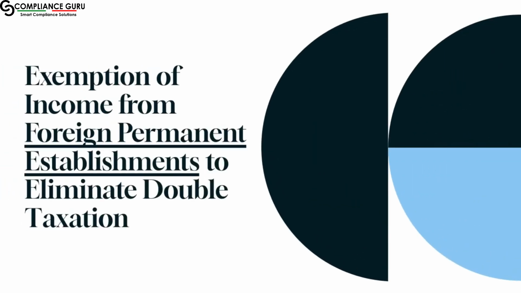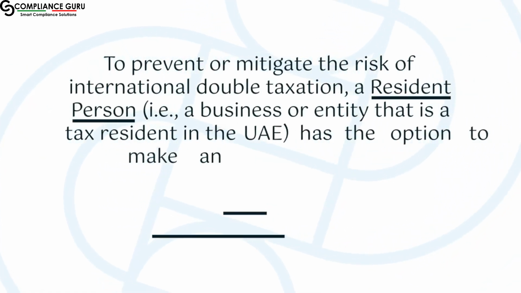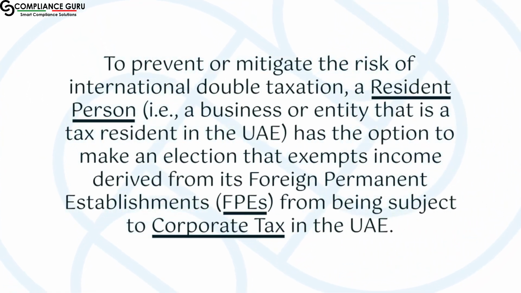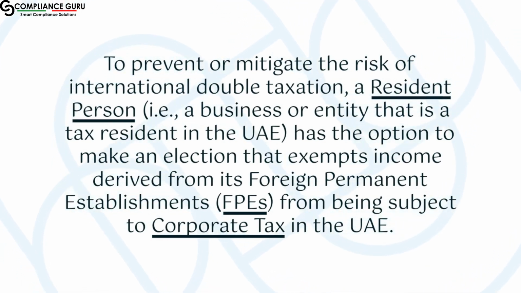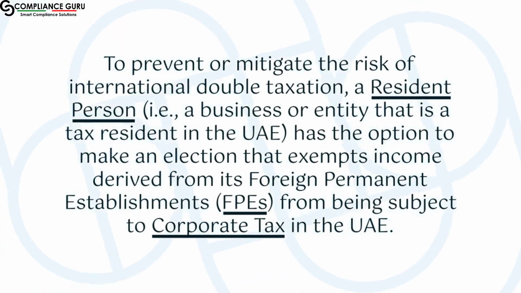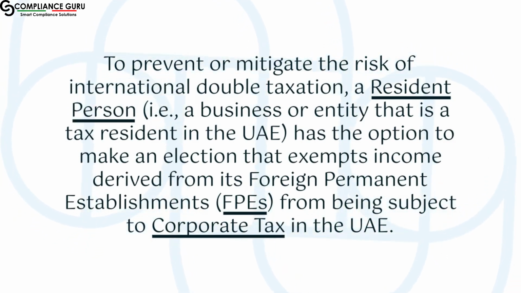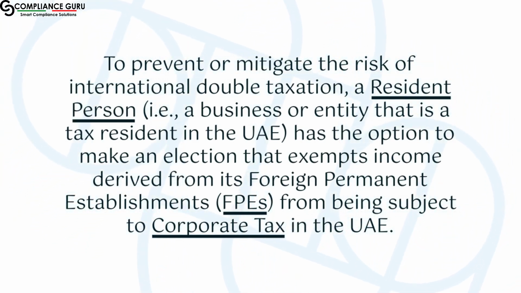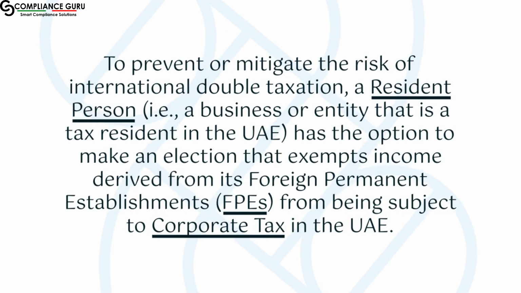Exemption of income from foreign permanent establishments to eliminate double taxation. To prevent or mitigate the risk of international double taxation, a resident person, i.e., a business or entity that is a tax resident in the UAE, has the option to make an election that exempts income derived from its foreign permanent establishments, FPEs, from being subject to corporate tax in the UAE.